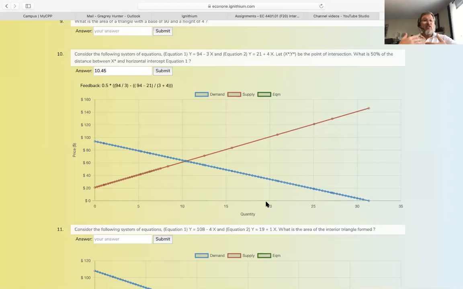Now, what I had started to do was to find out the x value that corresponds to halfway between them. And some of the questions might ask you to do that, but this question is just asking us for half of the distance. And if we take the 31.33 and we subtract off the 10.43, then we have half of that distance. So that's all we have to do. Yes, sir.